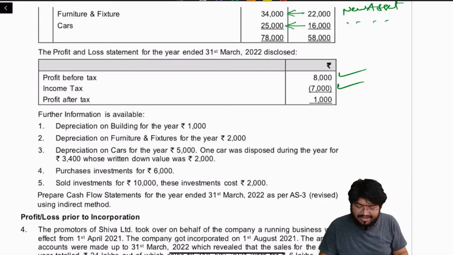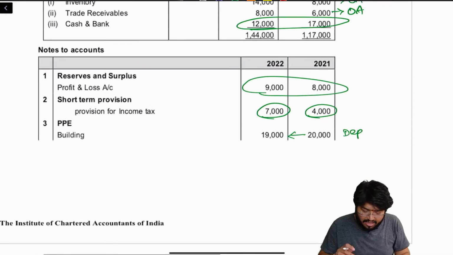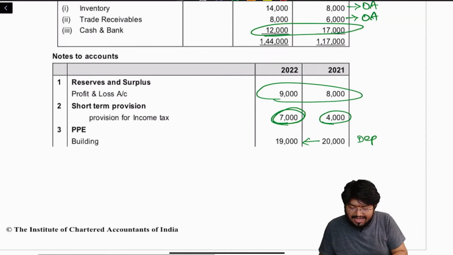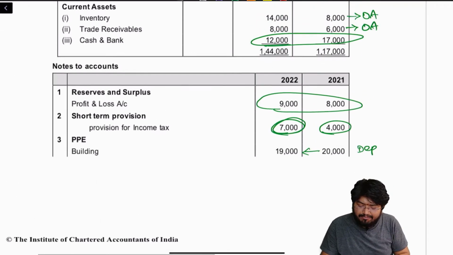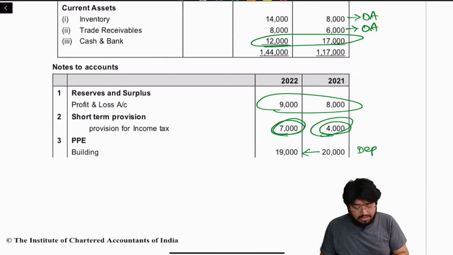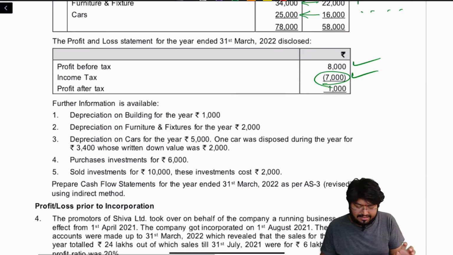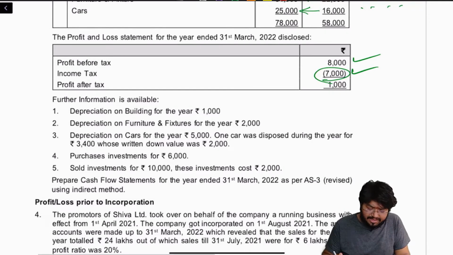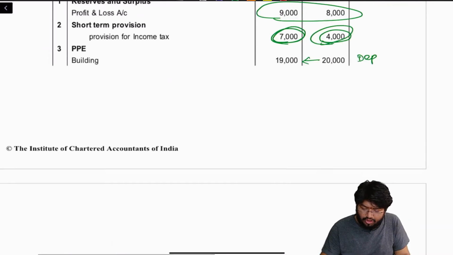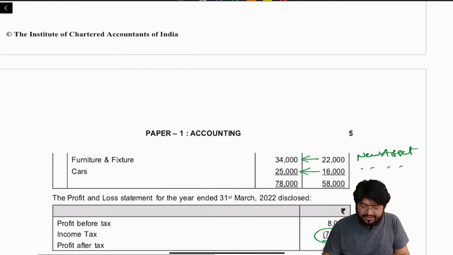Now it made me very clear that here you have provision for income tax of 7,000, which is nothing but this year's provision of 7,000. That means last year 4,000 would have already been paid in the current year. Yes or no? Okay. So that is the understanding here. Next, remaining information, what did he give you? Depreciation on building 1,000, very clear. My logic with respect to what I thought here is satisfied.